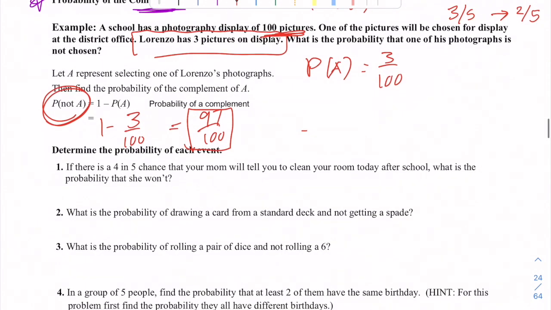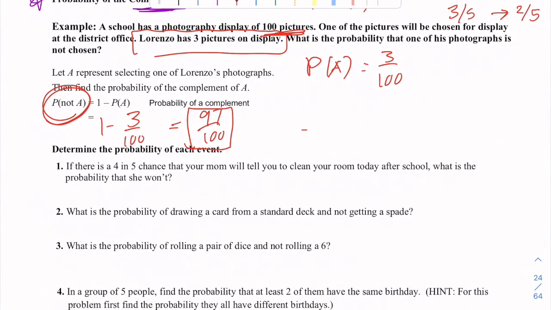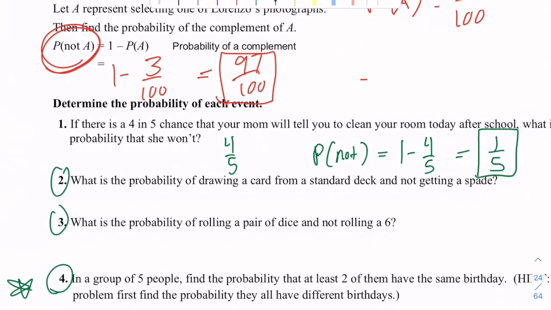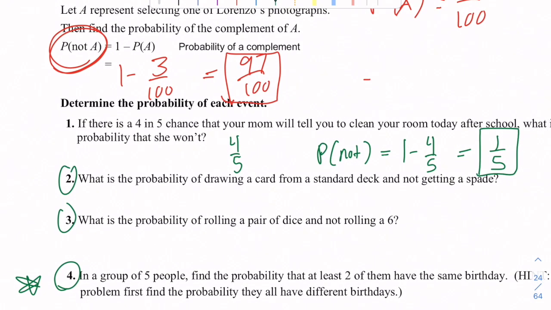Okay, why don't you guys try out 1, 2, and 3. Actually, I'll do 1. You guys can do 2 and 3. 4 is a challenge problem. You can try that, but we'll do that together. So, for number 1, if there is a 4 in 5 chance that your mom will tell you to clean your room today, what is the probability that she won't? Well, that's easy. The probability of not telling you to do your chores is 1 minus that, which is 1/5. Try 2 and 3, okay guys? And we will check with each other.